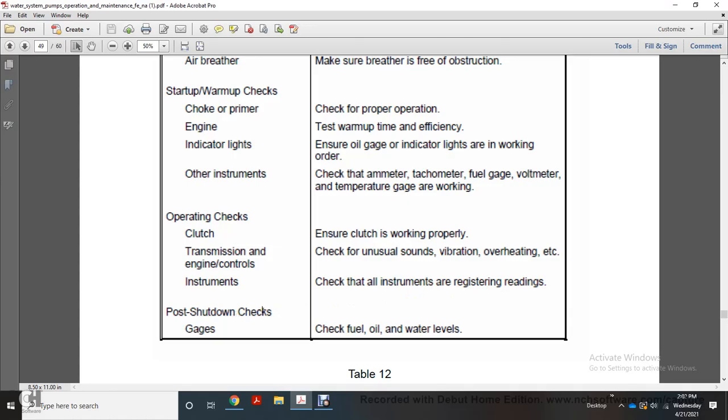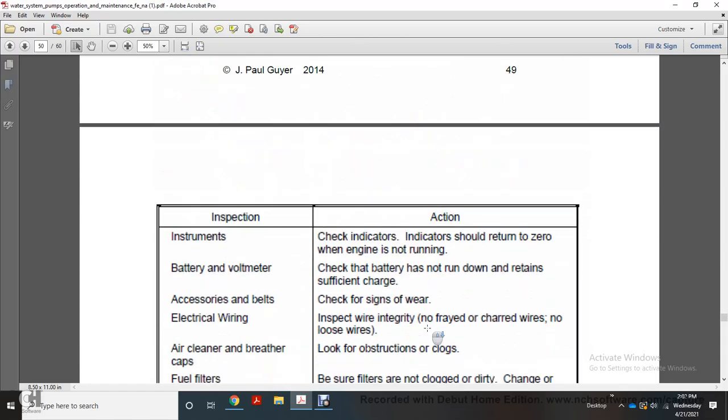Post-shutdown checks. Gauges: check fuel, oil, water levels. Instruments: check indicators. Indicators should return to zero when the engine is not running. Battery: check the voltmeter; battery has not run down and has retained sufficient charge.